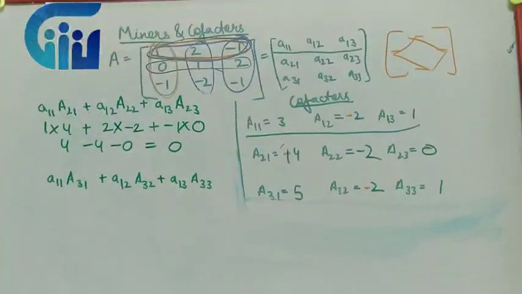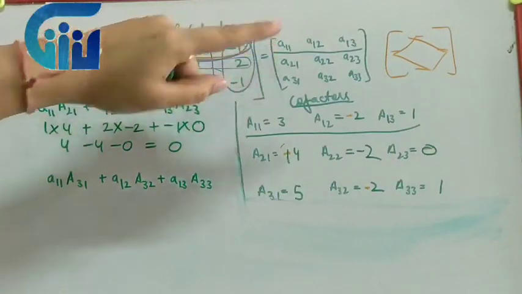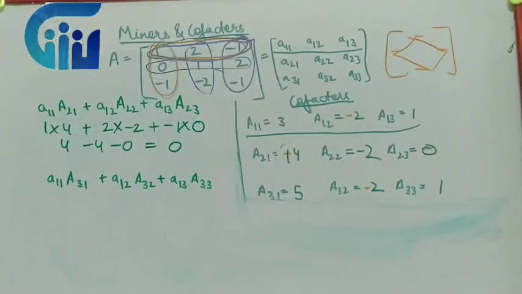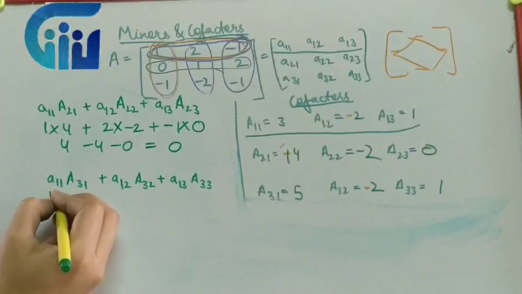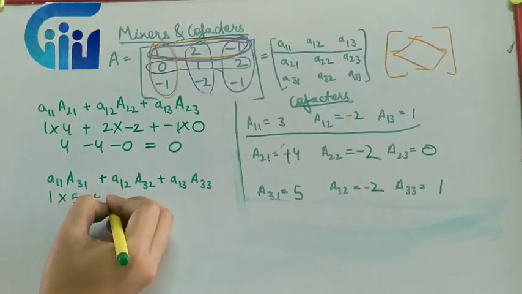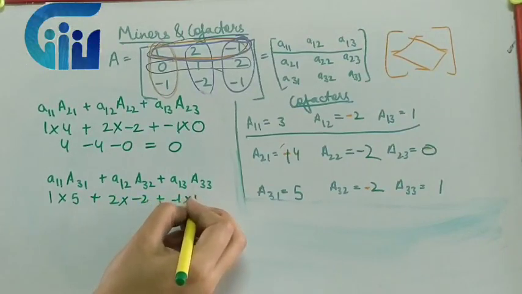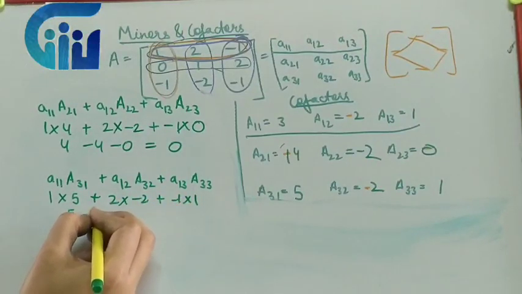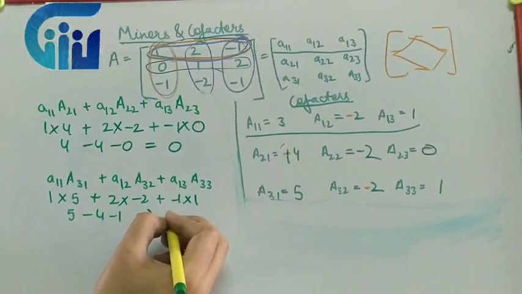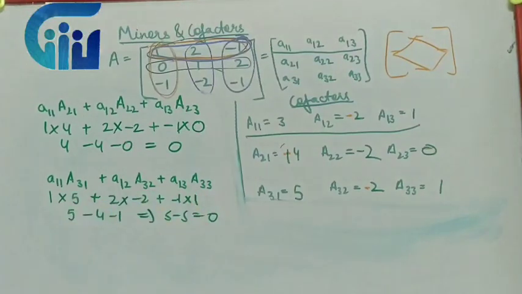Now let's see the same result for first row elements and third row cofactors. So it is again 1 into 5 plus 2 into minus 2 plus minus 1 into 1. Let's see what we are getting. 5 minus 4 minus 1. So what is the result again? 5 minus 5, 0. So if and only if you are multiplying the same row elements with the same row cofactors, you will get the value of the determinant. For all the rest of the places, you will get 0.